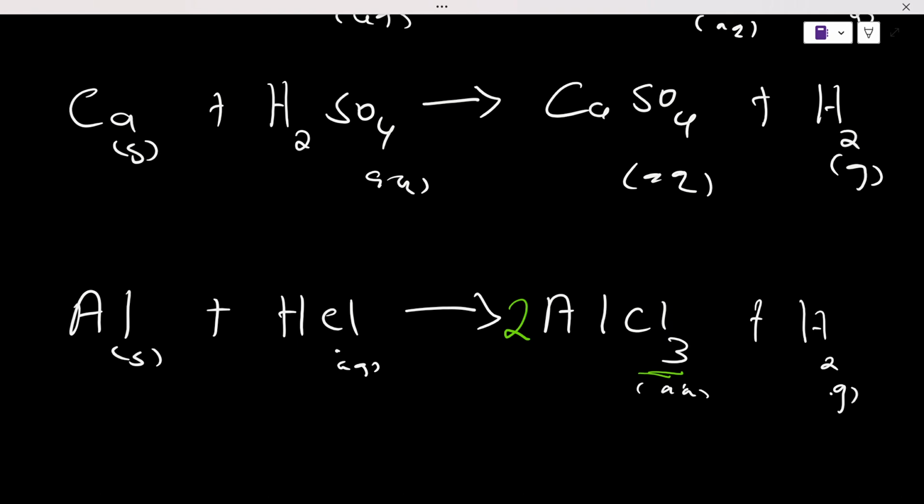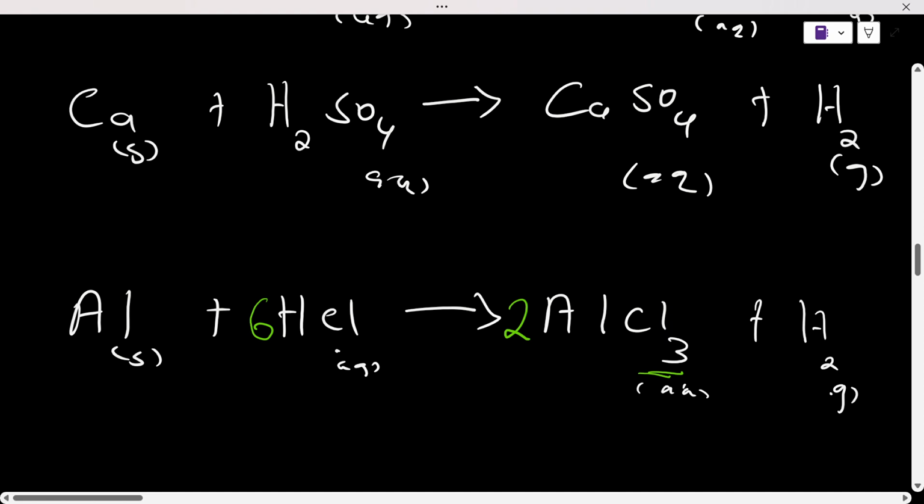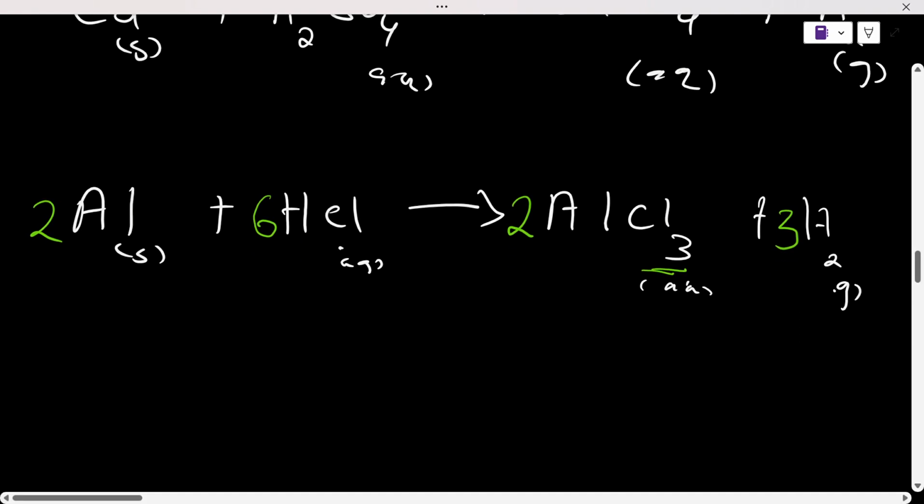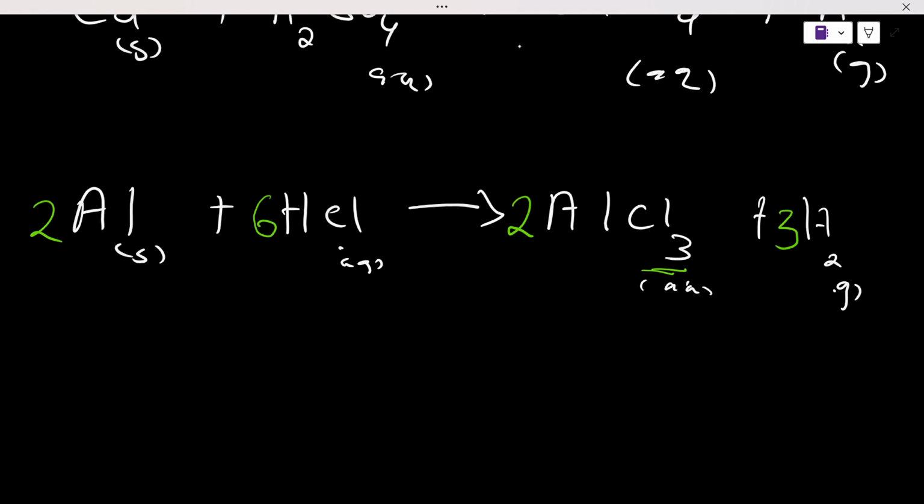So it is easy now to balance it because when I put a 6 there, I'm going to bring in a 6 here because chlorines are now 6. Hydrogens are going to be 6, so I simply bring in a 3 here. Then I put a 2 here. So if you check very well, all those substances are balanced. That's how balancing is done. You simply just joke with numbers until you get the most appropriate number that can fit in that given scenario.